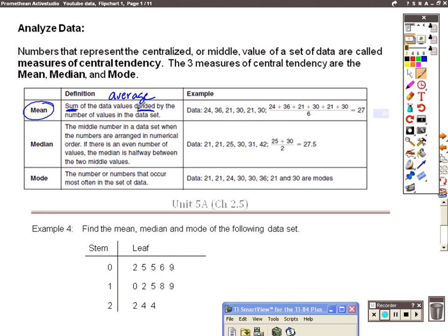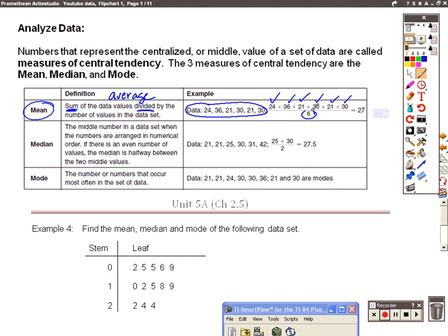So for example, you can see right here we have a set of data. These might represent, well, they could represent anything. So the first thing we're going to do is we're going to add up all of the data, and we would do this with our calculator. And then we're going to divide by the number of elements in the data, and there are 6 elements in the data, and so we get 27. And I am going to show you how to do this with your calculator, how to get this information.